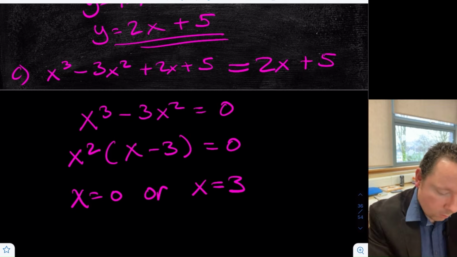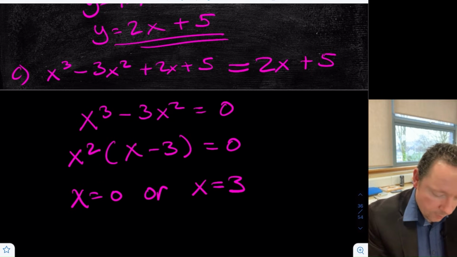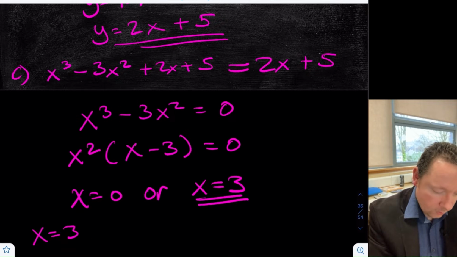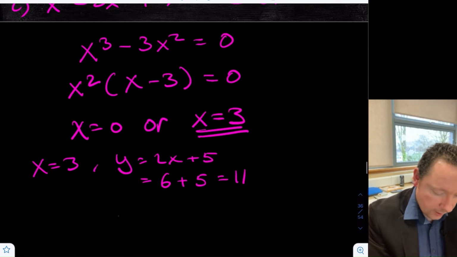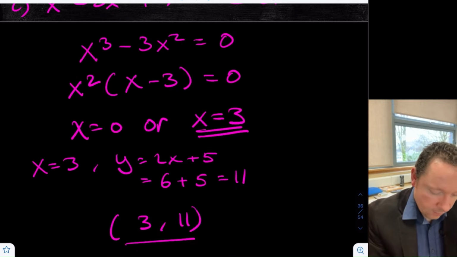Well, we already know 0 is one of our points, so the second point of intersection is that x equal to 3. So when x equals 3, y equals 2x plus 5. So that is 2 times 3 is 6 plus 5, which is 11. The second point is 3, 11, and we're done there.